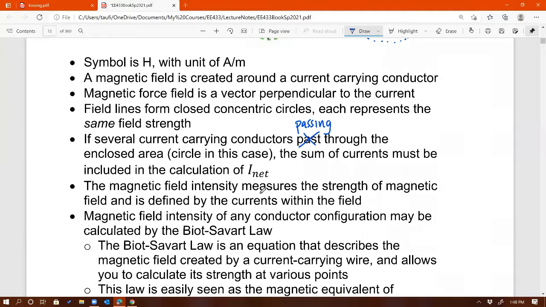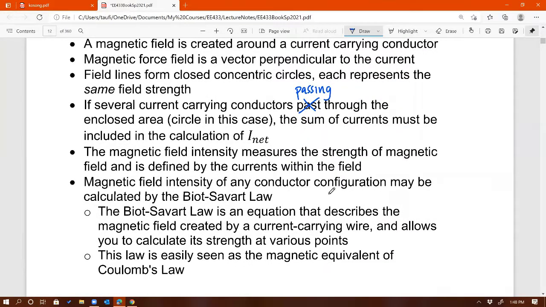The magnetic field intensity measures the strength of magnetic field and is defined by the currents within that field, as I mentioned earlier. Again, that's net currents. Magnetic field intensity of any conductor configurations may be calculated by the Biot-Savart law. I believe that's how you pronounce it. The Biot-Savart law is an equation that describes the magnetic field created by a current carrying wire and allows us to calculate the strength at different points outside of the wire.